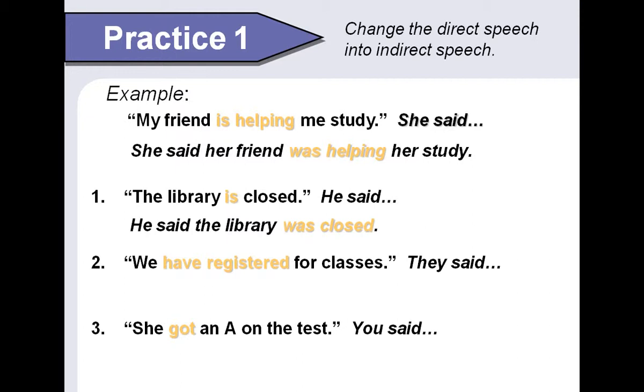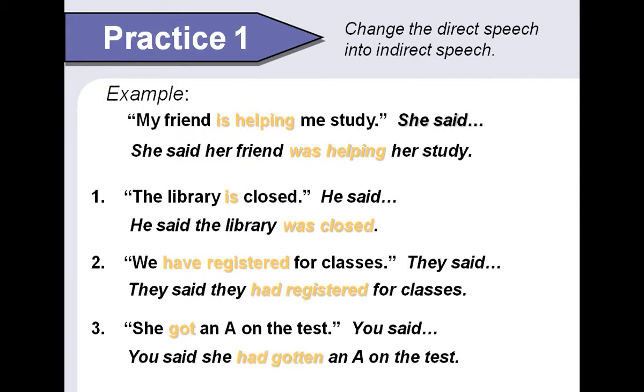We have registered for classes. They said they had registered for classes. She got an A on the test. You said she had gotten an A on the test.